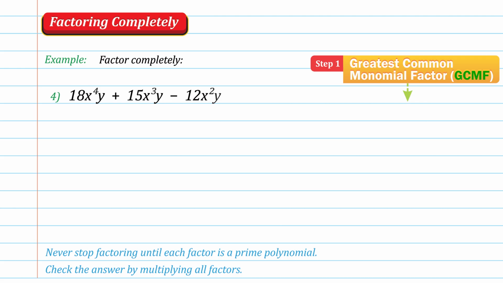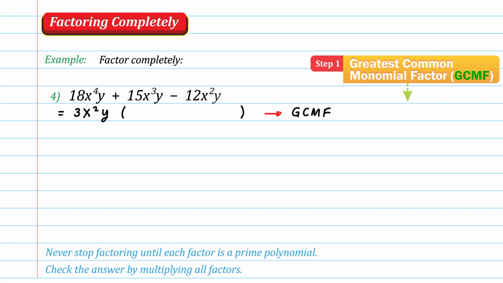We look at 18, 15, and 12. The greatest common factor for these numbers is 3. Next are the variables. We look at the x and y variables. For the x literal coefficients, x to the fourth, x cubed, and x squared, the common factor is the lowest exponent, which is x squared. For the y literal coefficients, y and y, the common factor is simply y. So, our GCMF is 3x squared y.